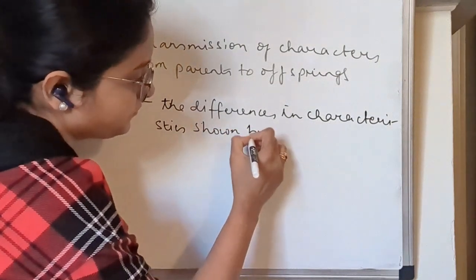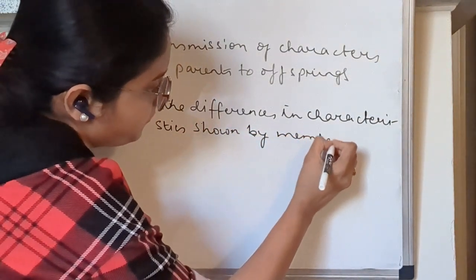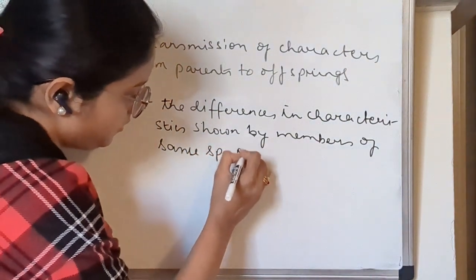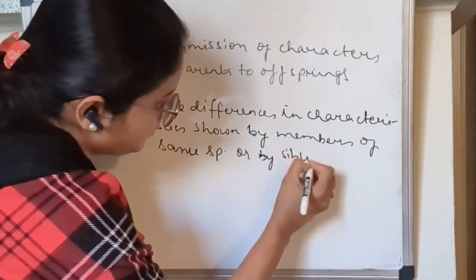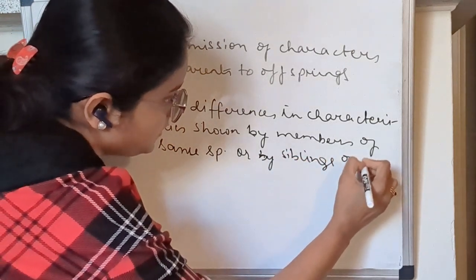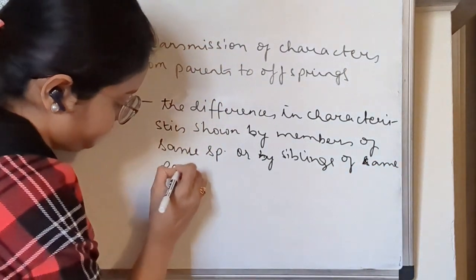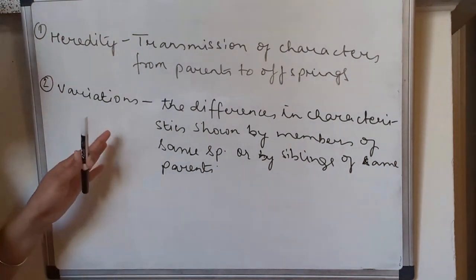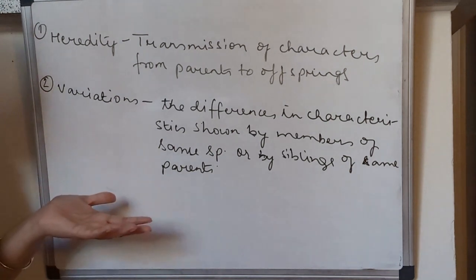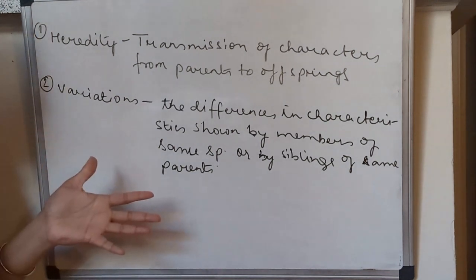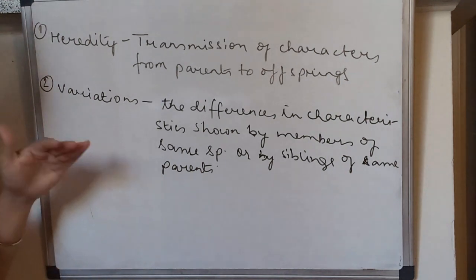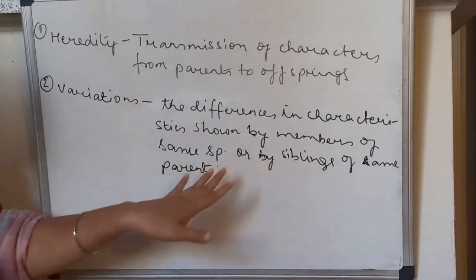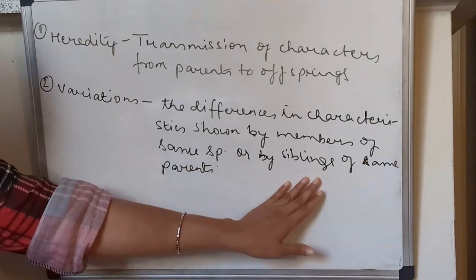Alright, so it is the differences in characteristics shown by members of the same species or by siblings of the same parents. Alright, so these variations can be in the form of physiological variations, morphological variations, there can be cytological as well as behavioral variations as well. So the variations can be at different levels. So variations are differences in characters that are shown by members of the same species or by siblings, that is children of the same parent.